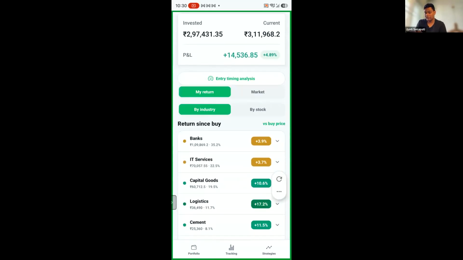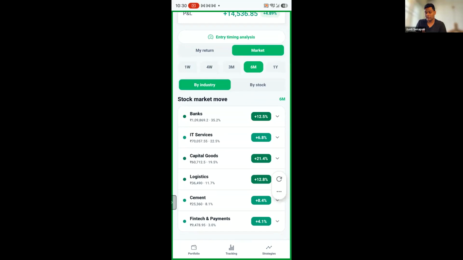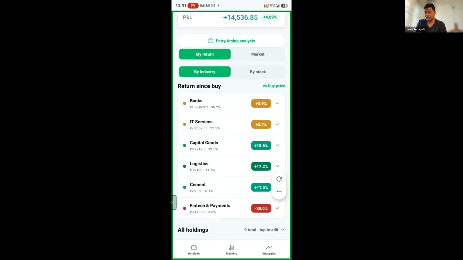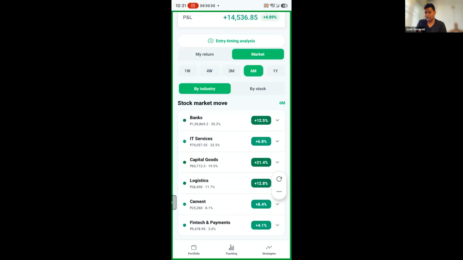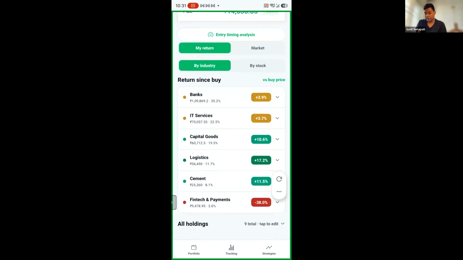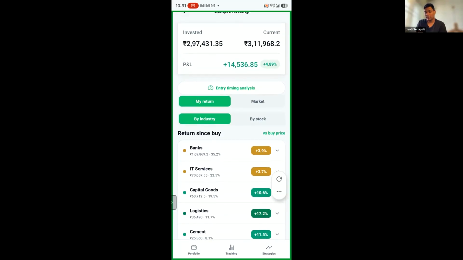For example, it's my return versus the market's return. Then it gives different time horizons under which you can see the return. For example, if you want to see the return for 6 months, then this is the return for different industries, for the same industry in this time horizon for the market. And you can check what your return is for that industry in that time horizon. So in this case, the bank did good, it's like 12%, but my return was 3.9% of the portfolio I've added. So this is one way to see what could have gone good or bad based on the industry.